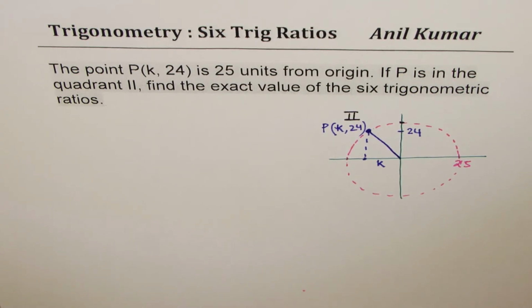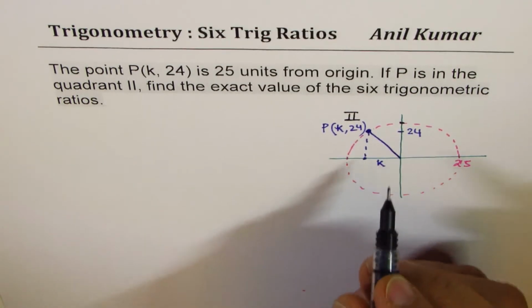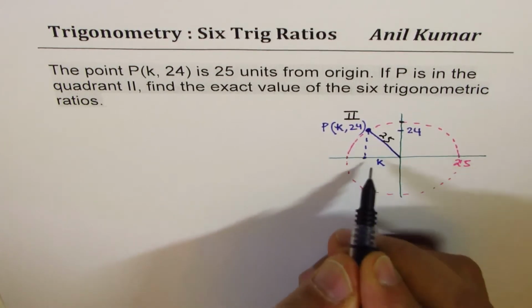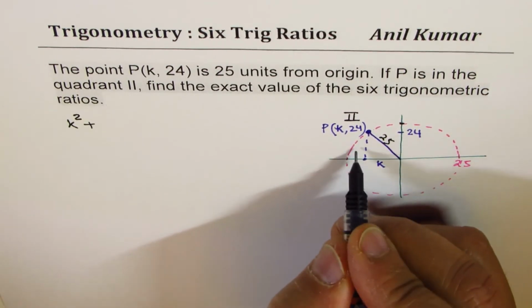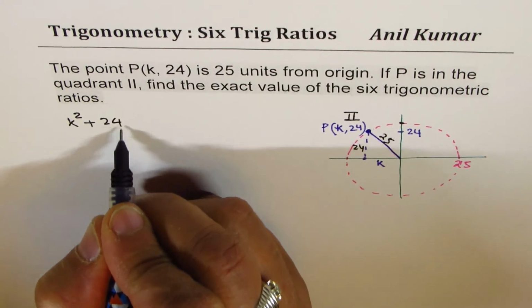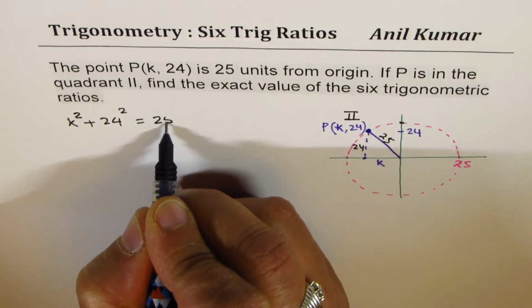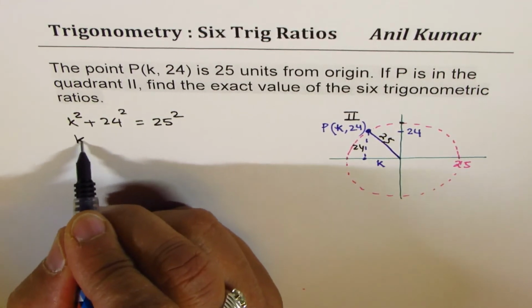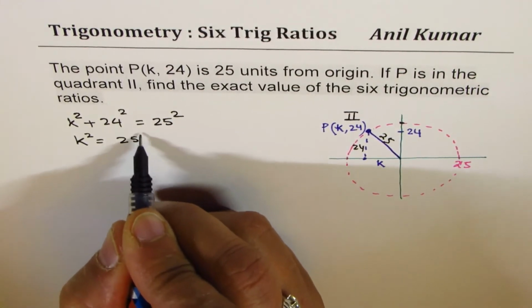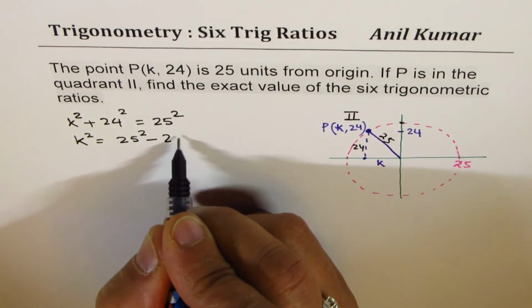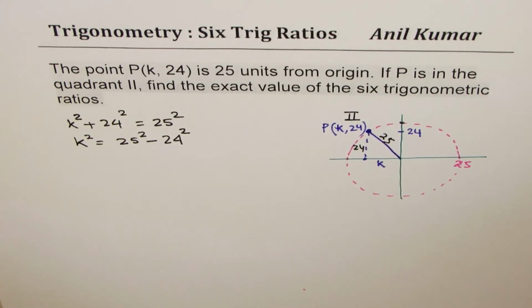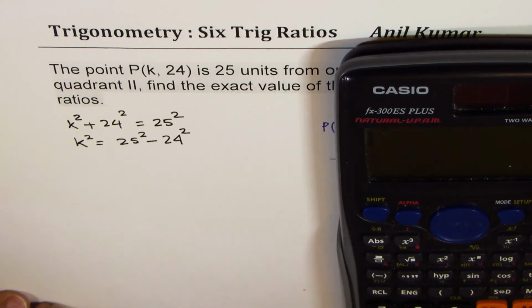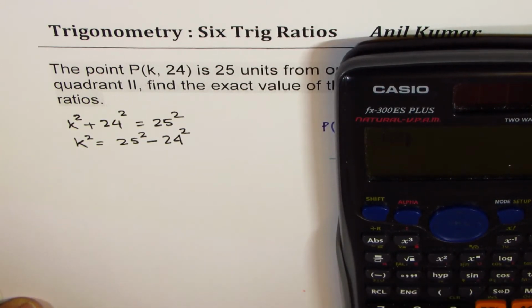Now how do we find the value of k? If you see this right triangle, we know the radius is 25. And therefore we can say that k squared plus 24 squared is equal to 25 squared. So that gives you the value of k, right? So k squared is 25 squared minus 24 squared, correct? So you can easily calculate this value using a calculator. You could also use the difference of squares formula to find it, okay? So we have 25 squared minus 24 squared, which is 49.